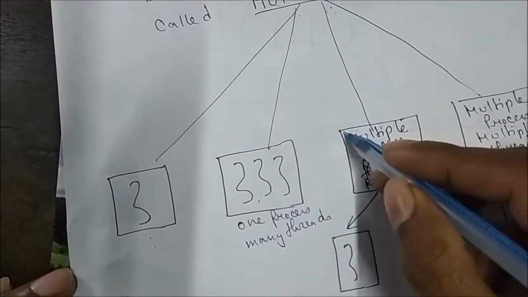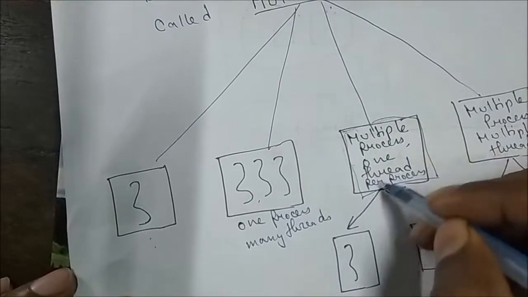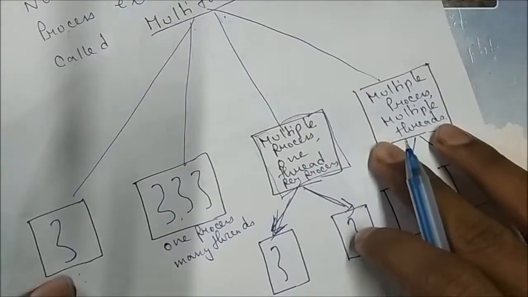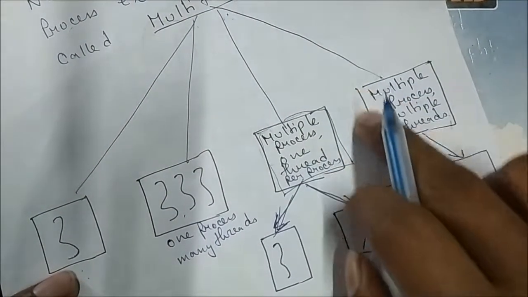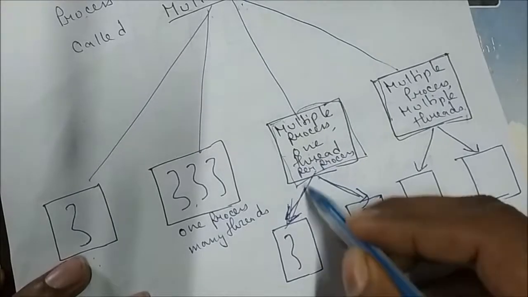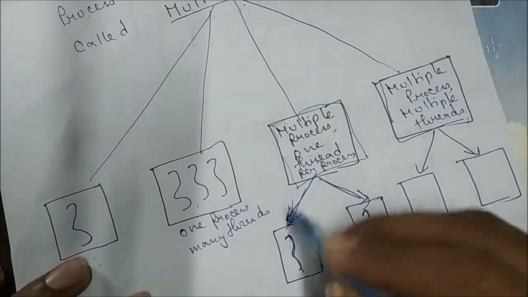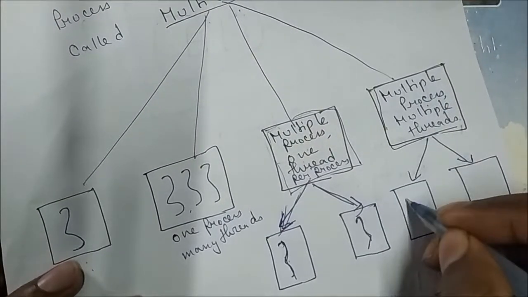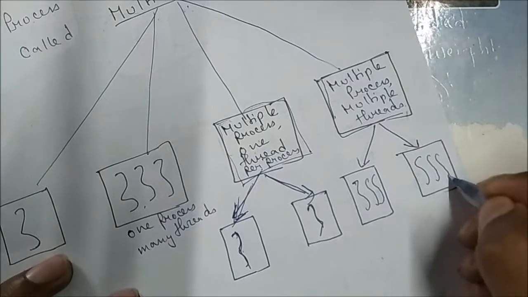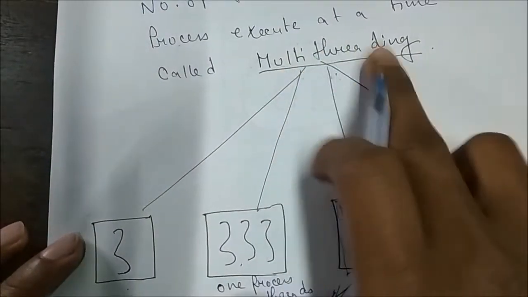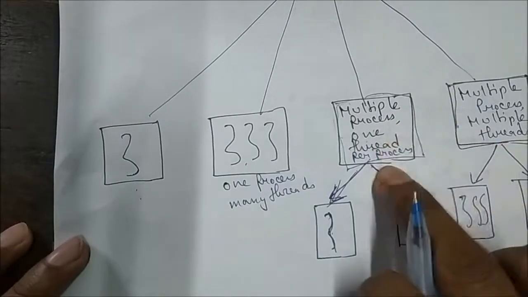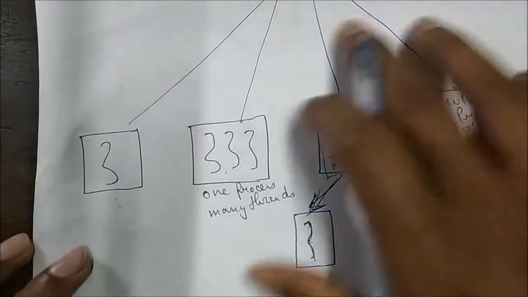This box represents multiple processes, and each process represents one thread. And the next one is multiple processes, multiple threads. Multiple processes with one thread per process means one thread represents only one process. But here multiple processes will take multiple threads, so there will be many threads. So multi-threading is divided into 4 types: one process one thread, one process many threads, multiple processes one thread per process, and multiple processes multiple threads. So this is about multi-threading.